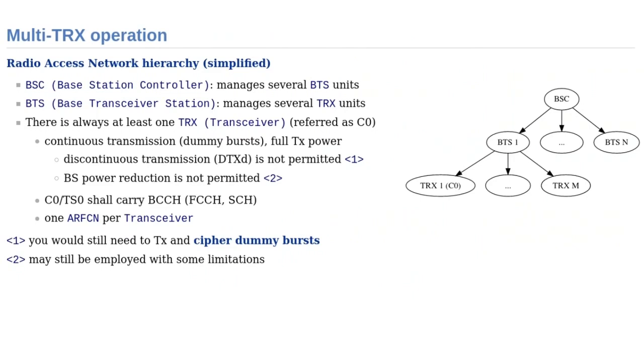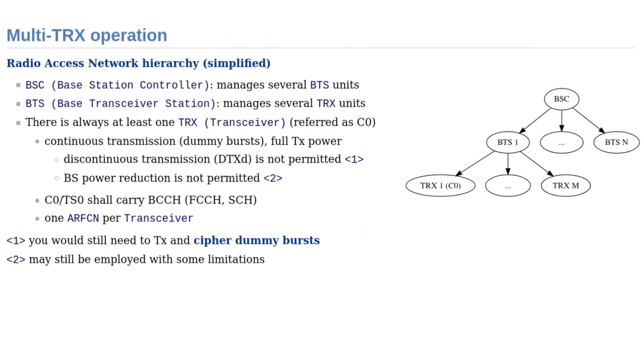And you usually have 8 time slots in each of the transceivers, and at least one of the transceivers is supposed to be your main transceiver. It's usually referred to as C0 or BCCH carrier, and it has some limitations and some requirements on what's supposed to be broadcasted on that main transceiver.